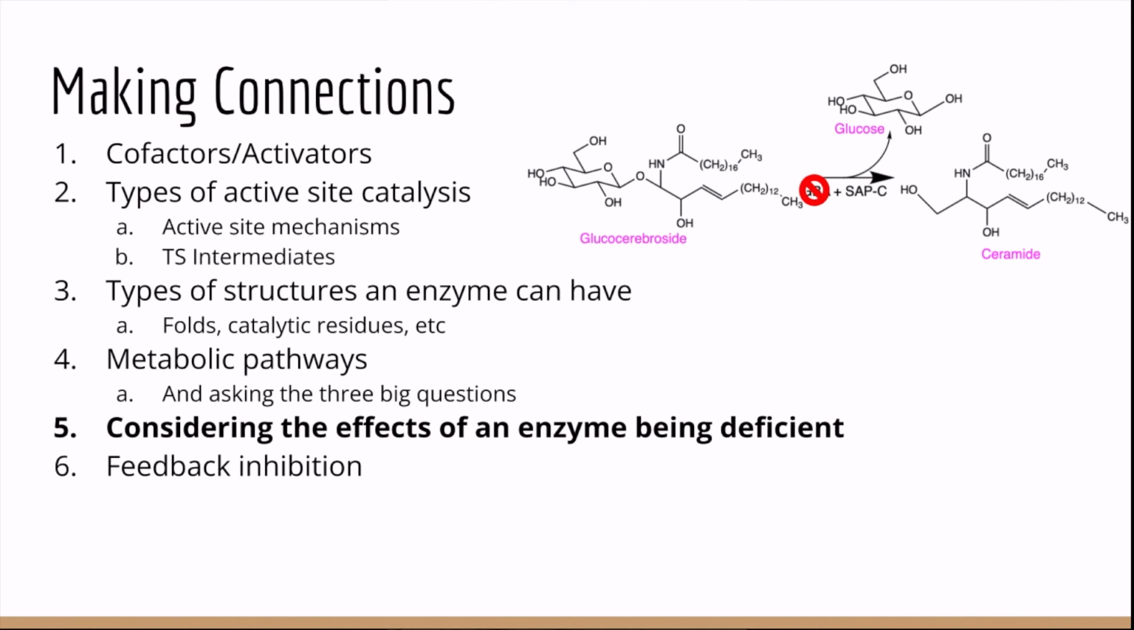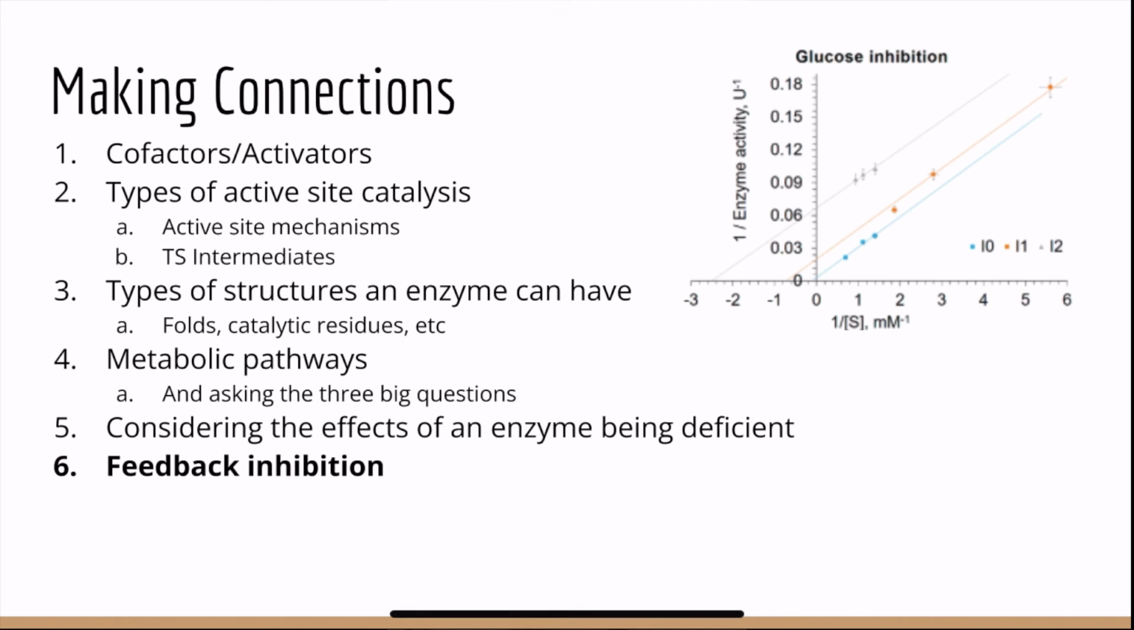And lastly, feedback inhibition by glucose, where it is a natural product of the glucocerebrosidase reaction that it catalyzes, and coming back and inhibiting it is something that we see throughout the semester, and we have a nice uncompetitive Lineweaver-Burk plot to that was high yield and something that was involved in this presentation.